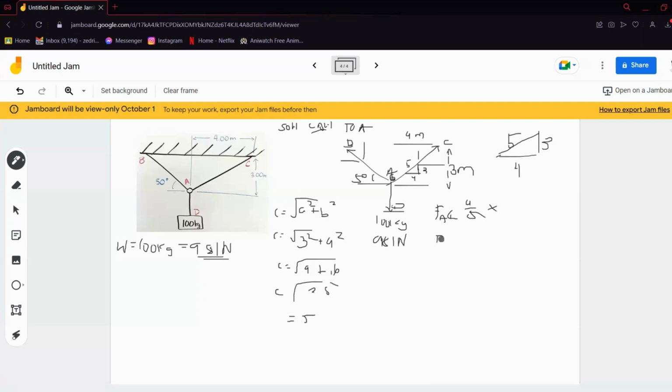And for the y-axis, that will be the opposite over hypotenuse. So 3 over 5 acting on the y-axis. And this one is acting on FAC. So our force is acting from point A to point B. We integrate those forces. So I'm going to use for the x, cosine 50, and for the y-axis, I'll be using sine 50.